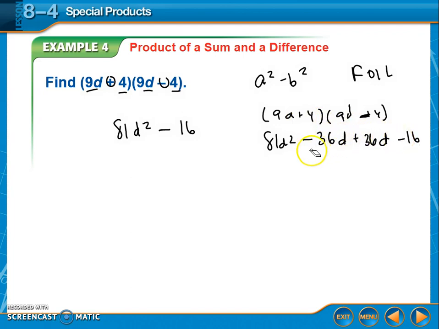And you see that 36d and negative 36d cancel each other out. So you get back down to 81d squared minus 16. So if you recognize these patterns, it could save time in foiling. But foiling will always work.